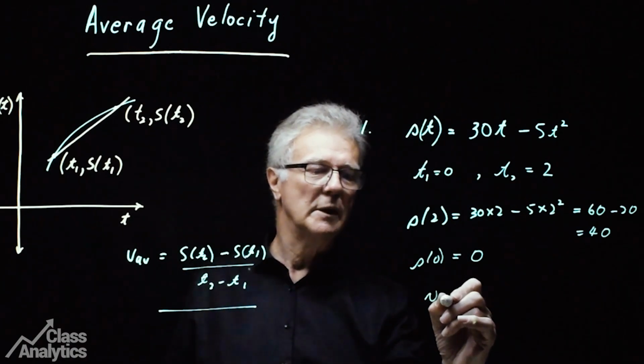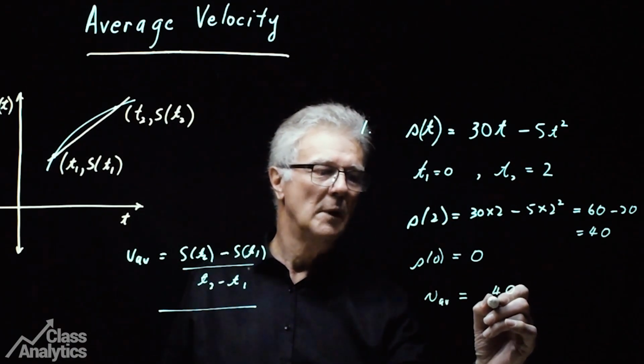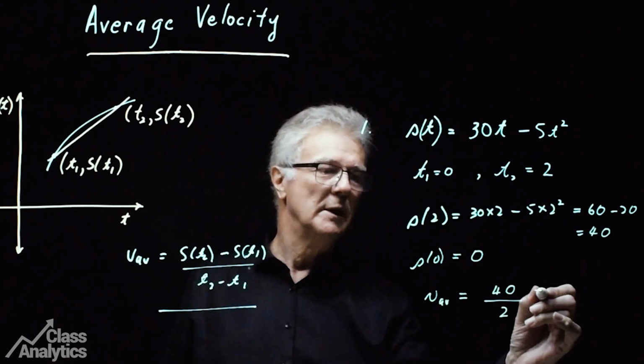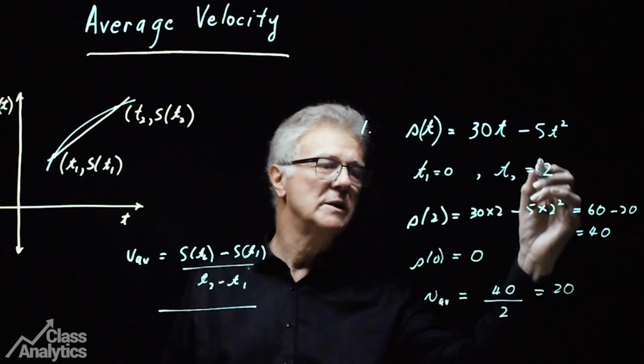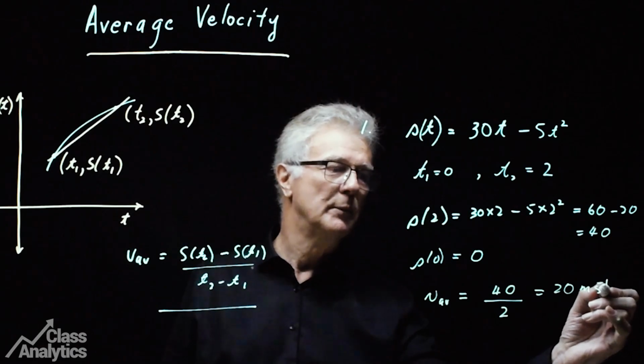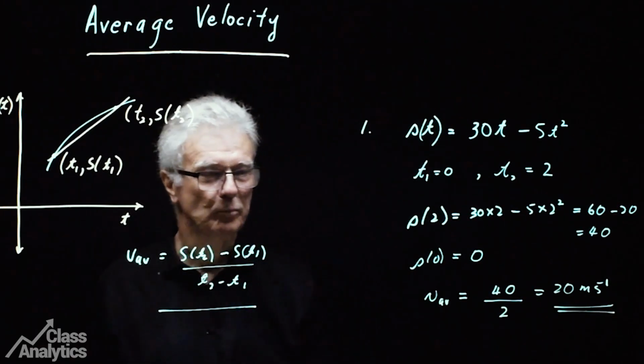So the average velocity is going to be simply 40 over 2 take away 0, which is just 2. So it's going to be 20, and if this is in meters, and that was in seconds, it'll be meters per second. Meters per second, sorry. That's the final answer.